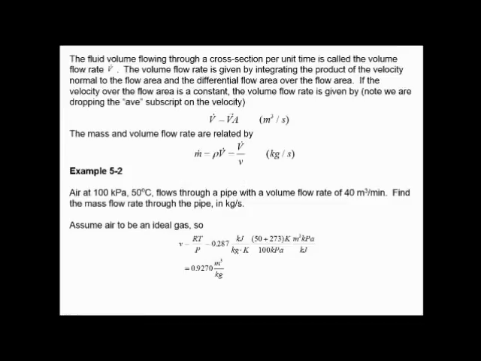So one more simple example. Air at 100 kilopascal, 500 degrees centigrade, flows through a pipe with a volume flow rate of 40 meter cube per minute. Now we calculate the mass flow rate. So assuming the gas to be ideal, we have PV equals nRT, the ideal gas equation. So v, that is the specific volume, equals RT by P. We get the specific volume 0.9.